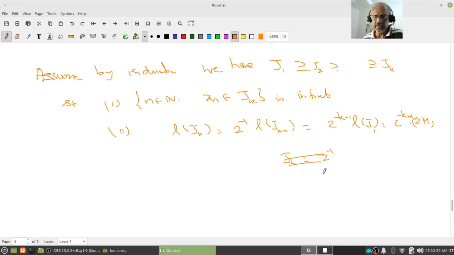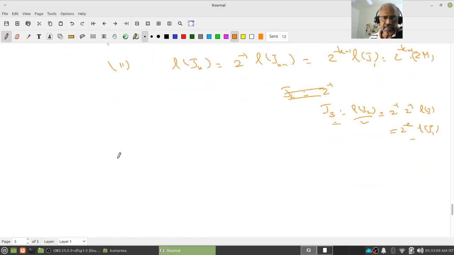You follow that? Because J3 is length of J2 by 2, therefore it's 2 to the power minus 1, and length of J2 is 2 to the power minus 1 of length of J1, therefore 2 to the power minus 2 length of J1. So there is always this kind. Okay, right. Do all of you understand?